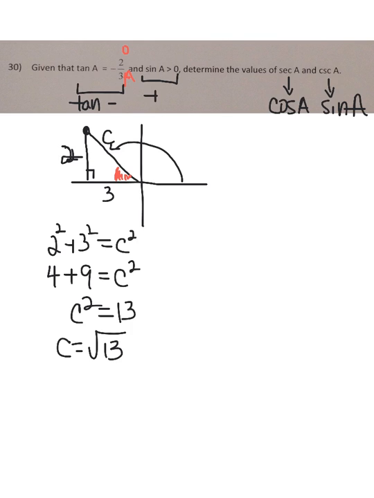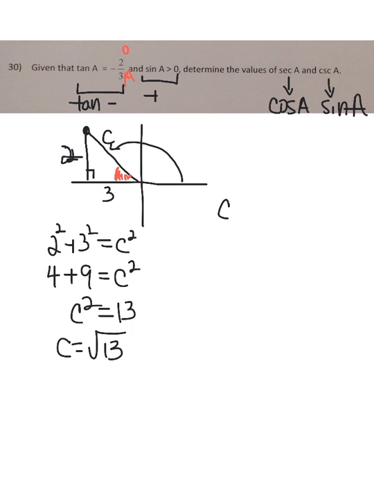Okay, so it says determine the value of secant. I personally prefer to find cosine first and flip it. That's just me. You can do that, or you could just do hypotenuse over adjacent. It's just not what works with my brain, but you are more than welcome to do that.